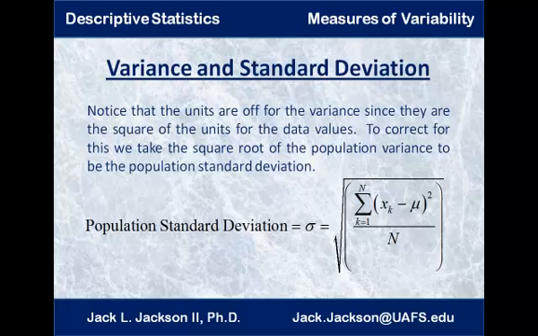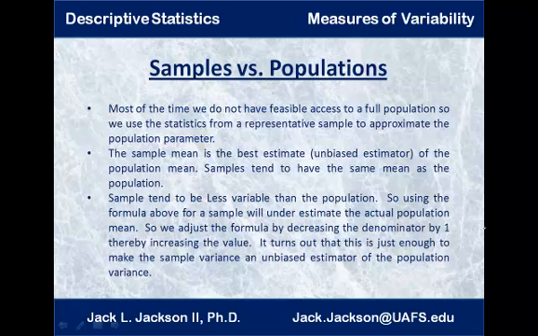Now you notice I've been saying population over and over. Now what if we have a sample? Okay, most of the time we do not have feasible access to a full population. So instead of trying to find the population parameter, in this case the variance or the standard deviation of the population, what we have to do is use a statistic from a representative sample. And most of the time we're wanting to use that to estimate the corresponding population parameter.